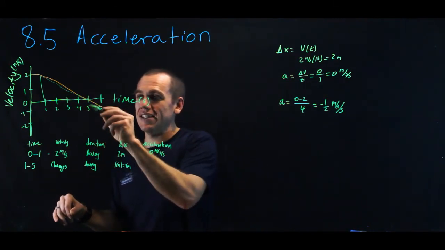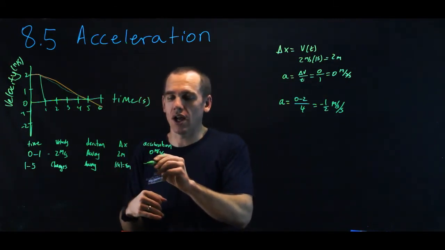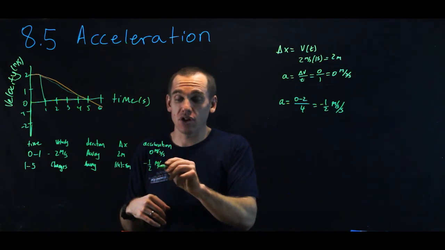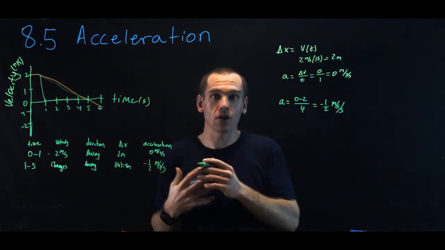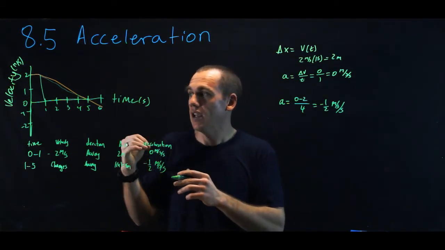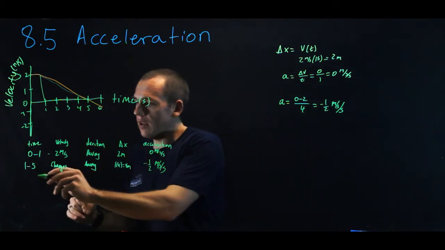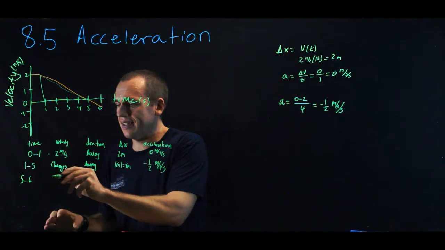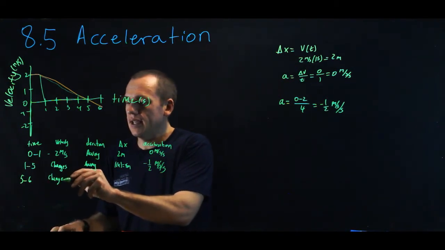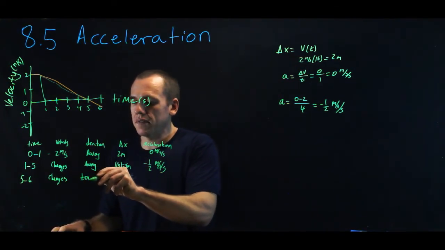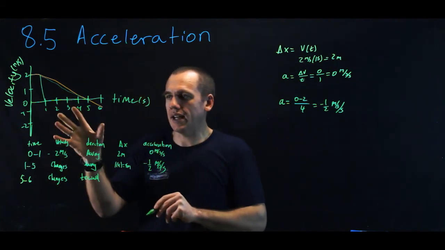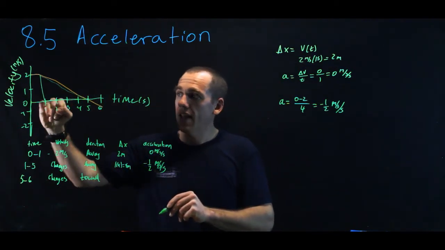Right here at that instant, at 5 seconds, we are not moving. We are actually changing direction. Anytime a direction change occurs, the object is momentarily at rest. Now, for this last little bit, 5 to 6 seconds, the velocity is still changing, but it's no longer moving away from the reference point because the velocity just went negative. It is now moving towards the reference point.